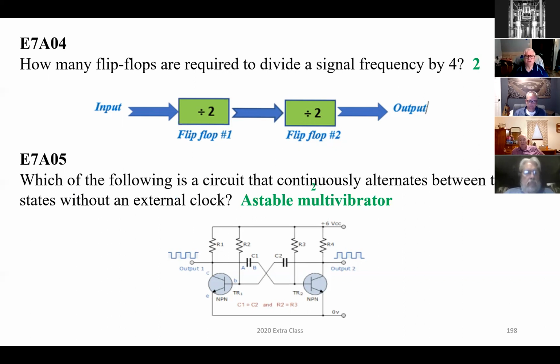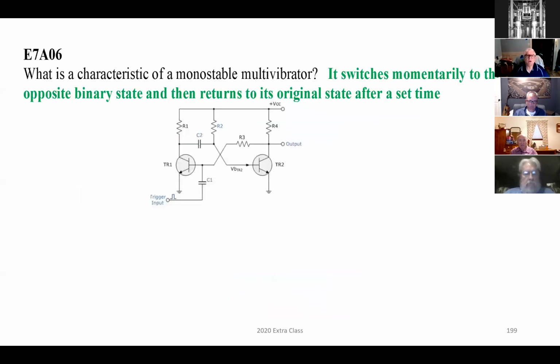Okay. Which of the following is a circuit that continuously alternates between two states without an external clock? That is an astable multivibrator. What is a characteristic of a monostable multivibrator? It switches momentarily to the opposite binary state and then returns to its original state after a set time.